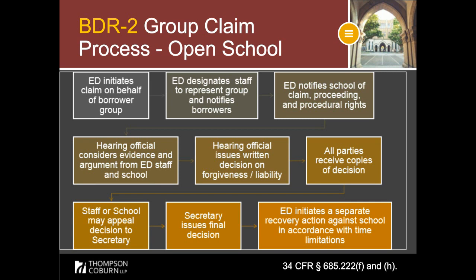All the parties receive copies of the decision, and then the staff or the school, in this case, can appeal the decision to the secretary, and the secretary has the opportunity to issue a final decision. Once you get that final decision, if there is a discharge liability, the department can initiate that separate recovery action against the school. So, again, let's talk about some concerns.